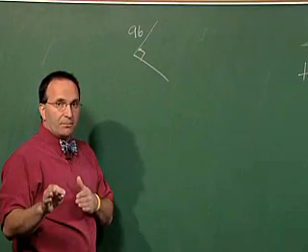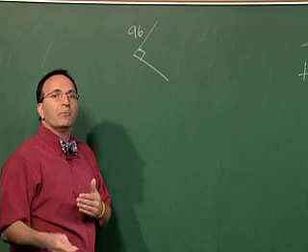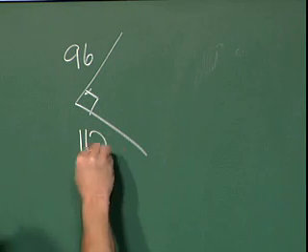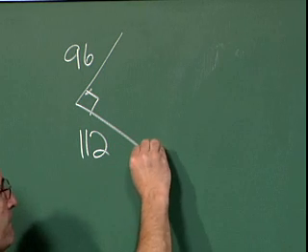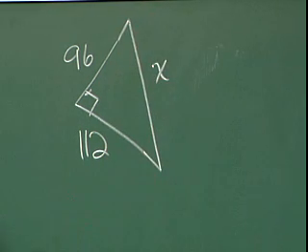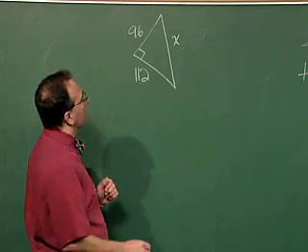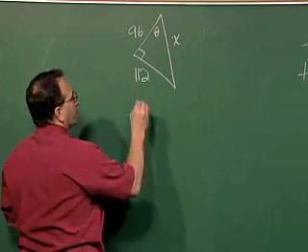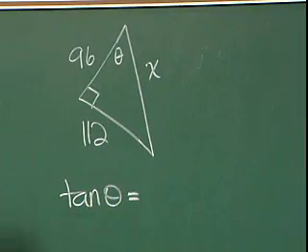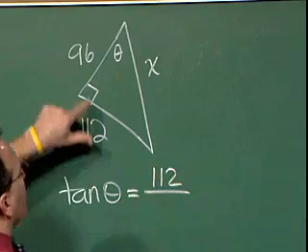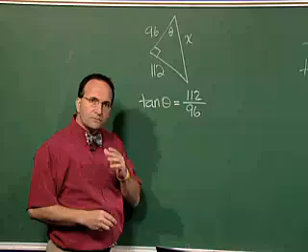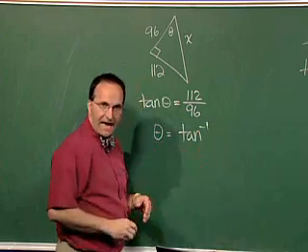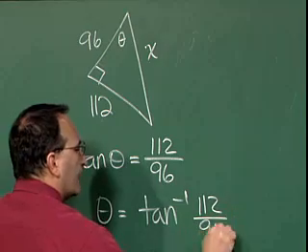Now, the second ship also travels for 4 hours, but it's traveling at 28 miles per hour. So that means 28 times 4, for 112 miles. What we're interested in is this distance right here, which I will label x. In order to find x, let me first find angle theta, the angle up in here. I use the tangent function: tangent of theta is equal to the side opposite theta over the side adjacent to theta. So theta is the inverse tan of 112 divided by 96.